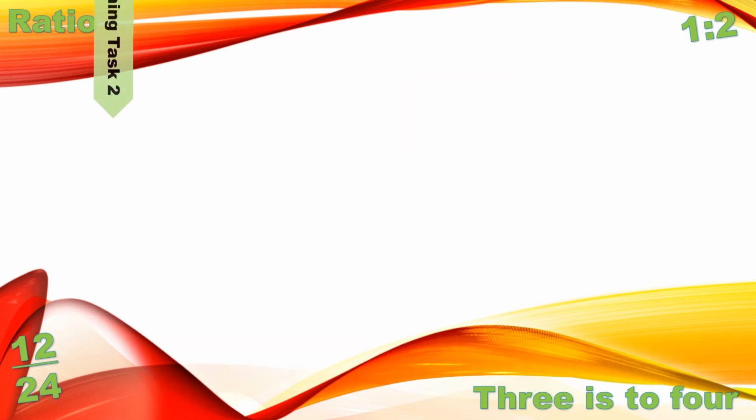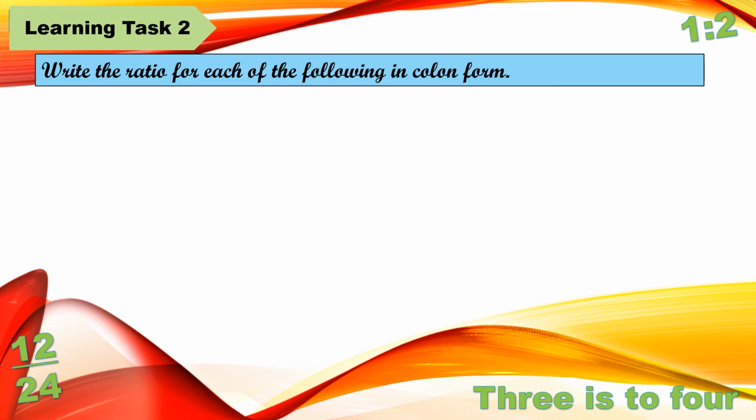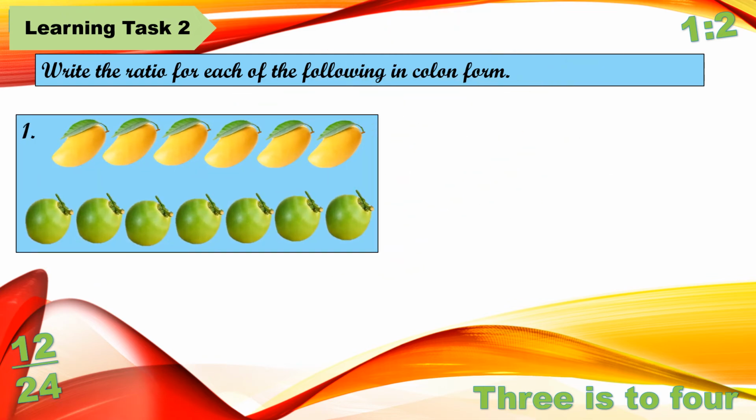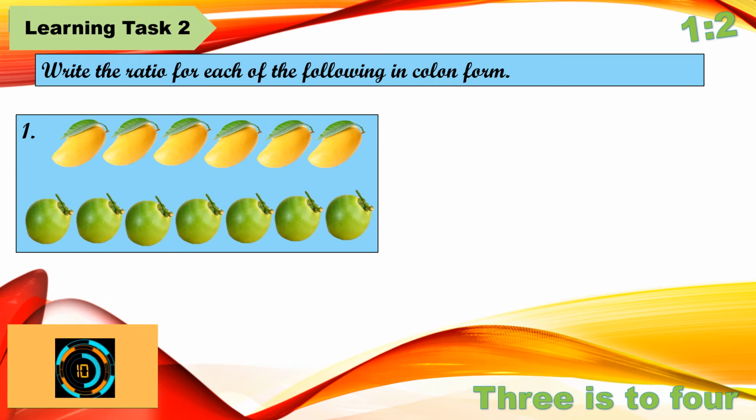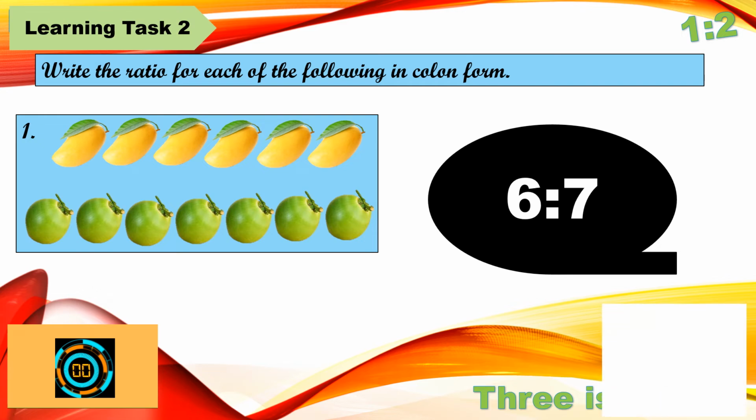Okay. So, let us see your learning task number 2. Write the ratio for each of the following in colon form. I will give you 10 seconds to answer. Number 1. What is the ratio of mangoes to buko? Go. Okay? So the answer is 6:7.